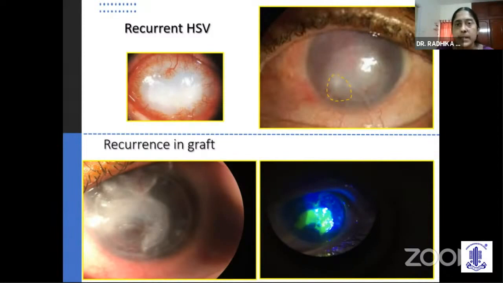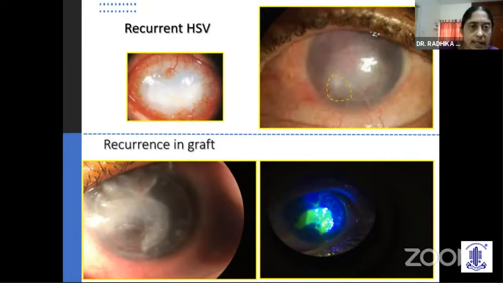You have a little bit of ulceration, you have infiltration, you have vascularization. So what do you treat this as? So now comes the role of investigation. Normally it is a clinical diagnosis, but it is in recurrences like this that you want to scrape the cornea for diagnosis.